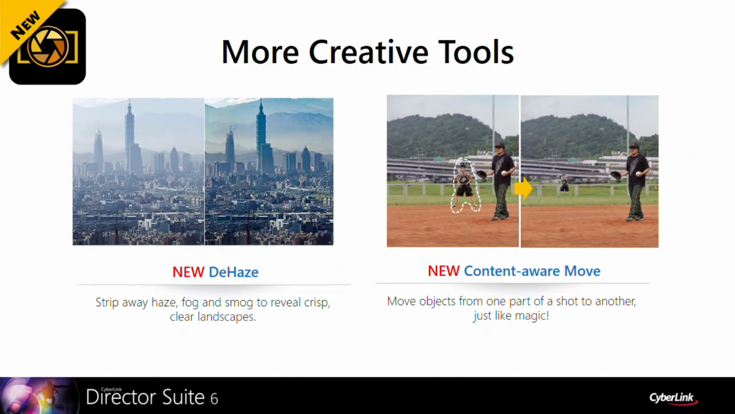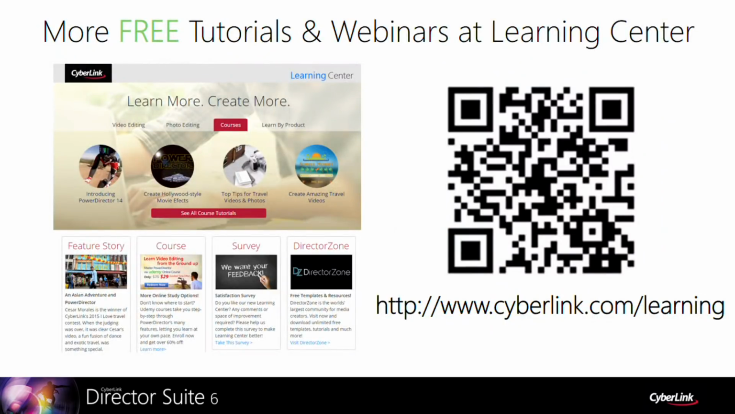And also, the dehaze tool. Now you can bring back a lot of photos you took before. You might think it's rubbish, but now you can bring them back. You can bring the color back. And also for the creative tool, now you can move all the objects around in a photo, and you can do different compositions for your image.